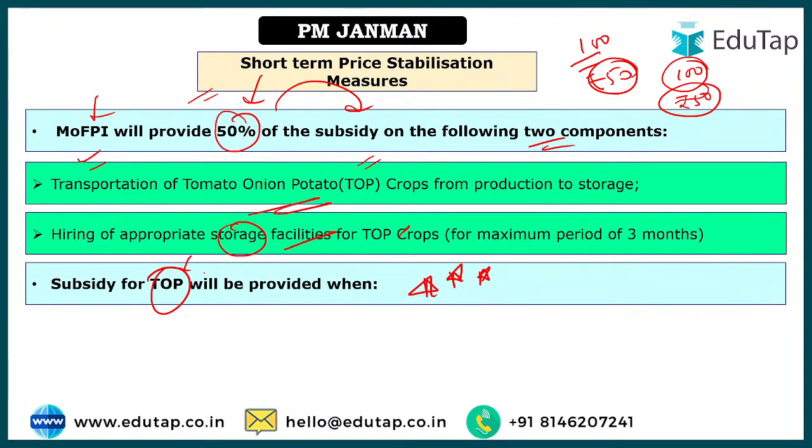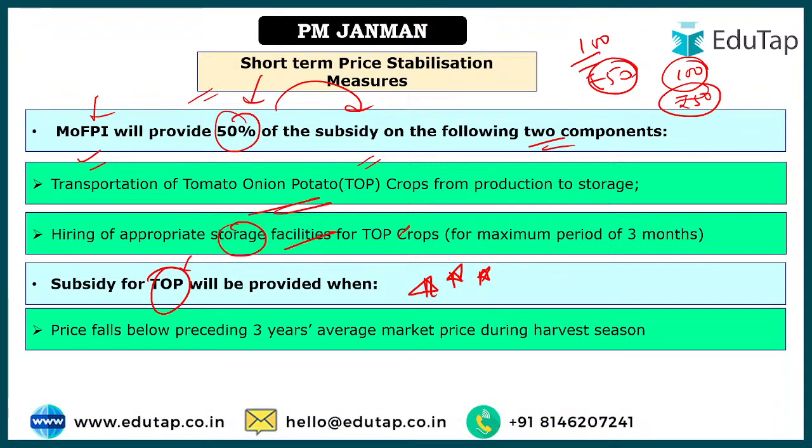Now, subsidy for top will be provided when? Only in one condition it will be provided: when the price falls, compared to the preceding 3 years, means in this 3 years time period, if in the current year the farmer is facing a price drop in that particular produce in top crops. Okay, what does it mean? It means that if the value of top crops, tomato, onion, potato, is very low when you compare it with the 3 years average, in that condition 50% subsidy can be provided for either of the two cases.